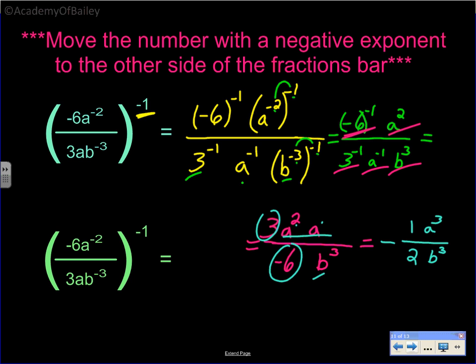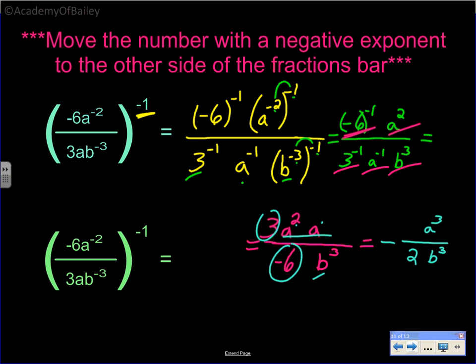Now your answer shouldn't look like this. This is close. You're real close to being finished. But remember, on the top of the fraction bar, what is 1 times a cubed? It's a cubed. So this is what your final answer should look like: negative a cubed over 2 times b cubed. That's what your answer should look like.